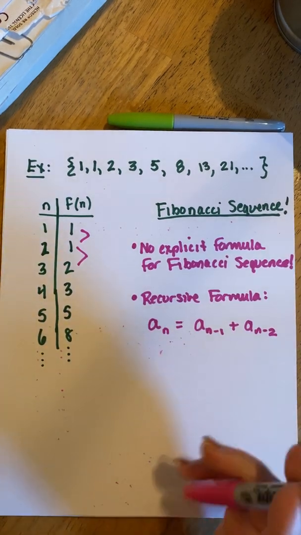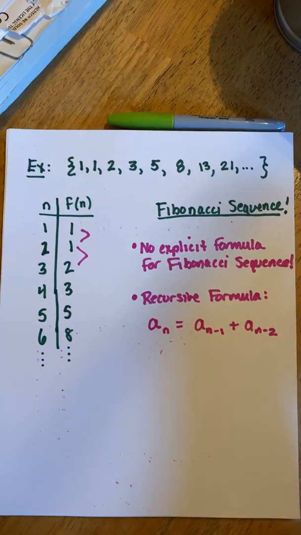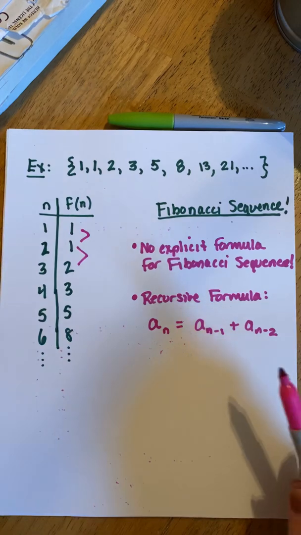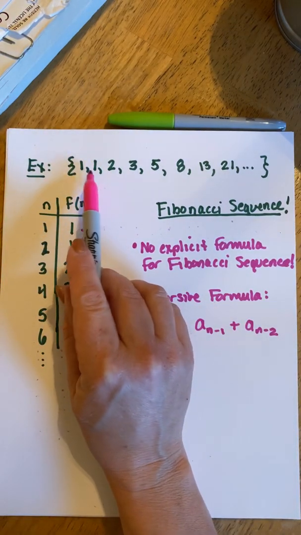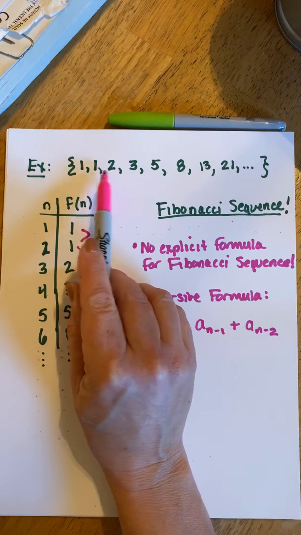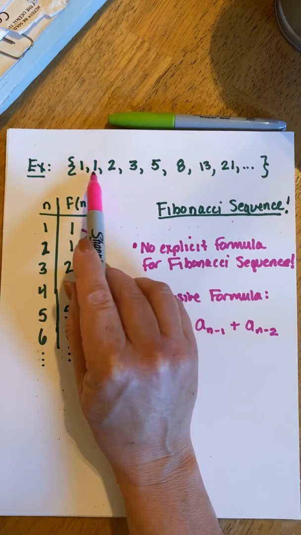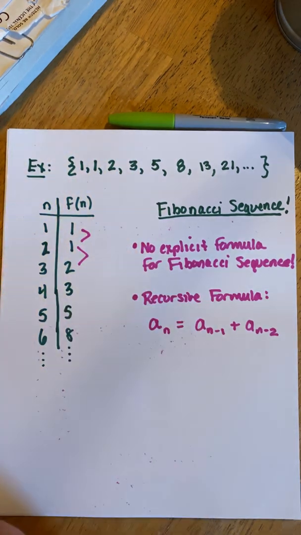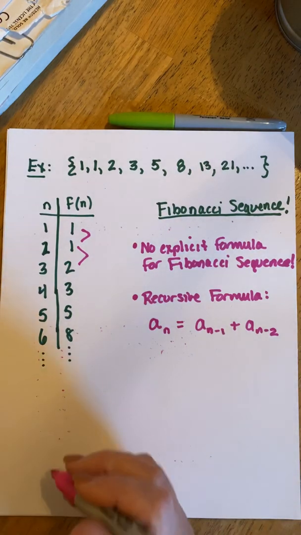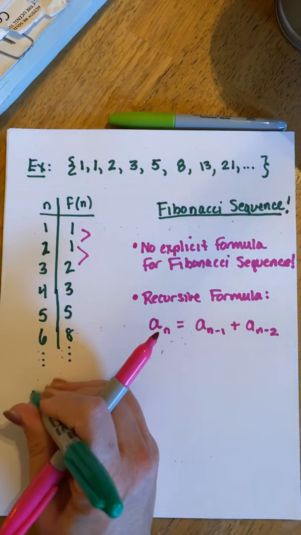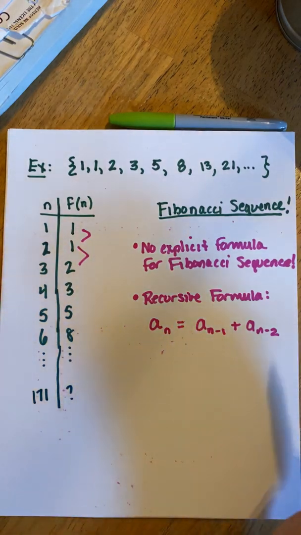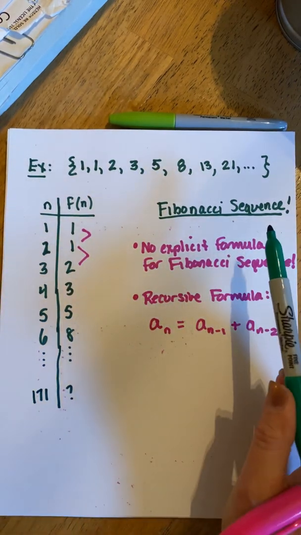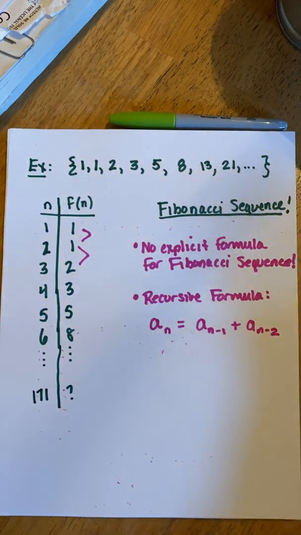But anyway, we left off talking about the Fibonacci sequence. The Fibonacci sequence definitely has a pattern. Everything from the third term on can be obtained by adding the previous two terms. So 2 is 1 plus 1, 3 is 2 plus 1, 5 is 3 plus 2, and so forth and so on. But if I wanted to know, like the 171st term, I'd actually have to list out all the first 170 terms to find the 171st term, which is a pain.